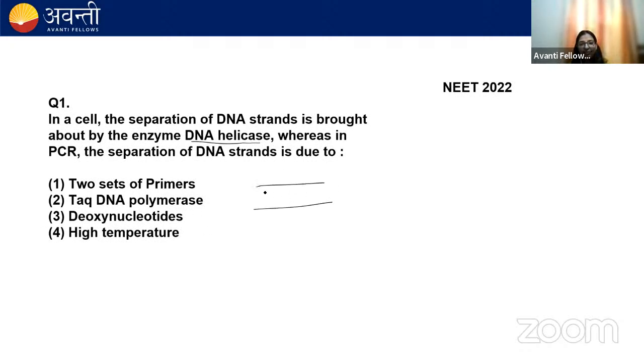So normally, if we have to separate the two strands of DNA, we generally use DNA helicase, right? We use helicase in replication to form the replication fork. We also use helicase in transcription to form a transcriptional bubble, right? Because we have to separate the strands of DNA. But in case of PCR, and remember the full form of PCR is polymerase chain reaction.